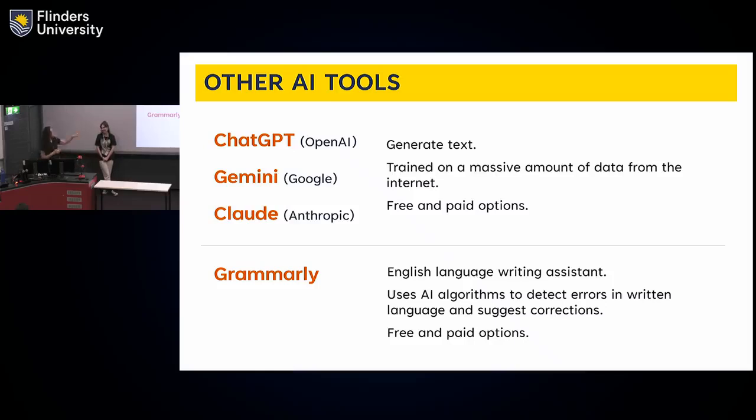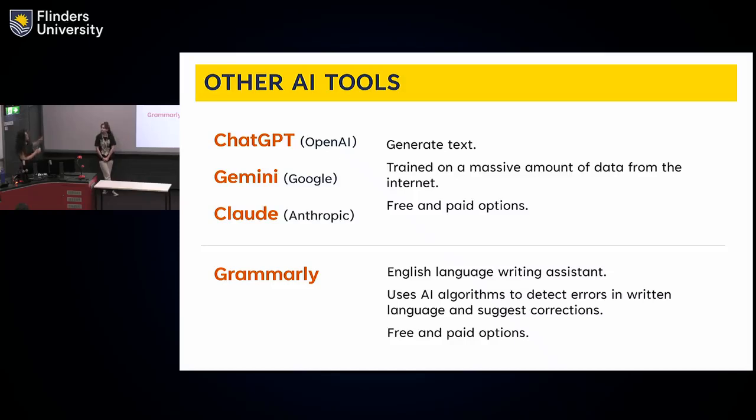And then there's Grammarly. Grammarly does have AI built into it these days. So if you are using Grammarly, just be aware that it is considered an AI tool, and so you might need to declare it and things like that in your assignments. But these are very common tools.